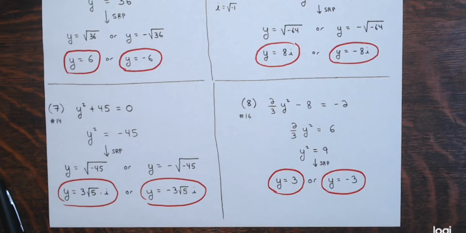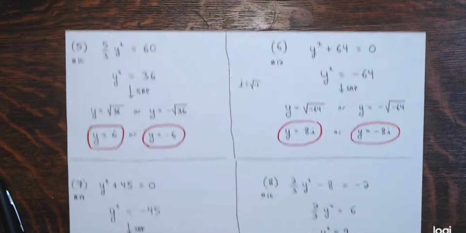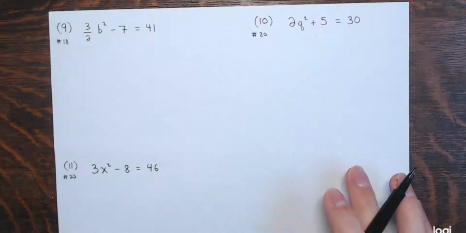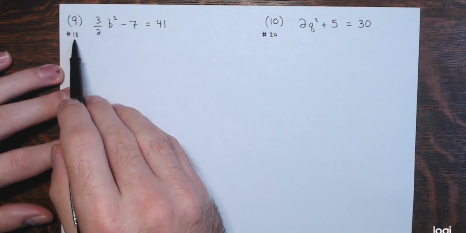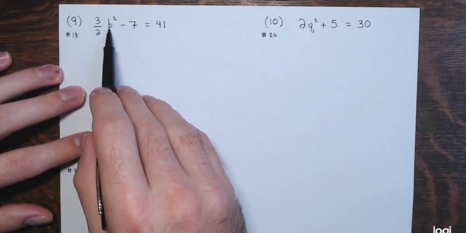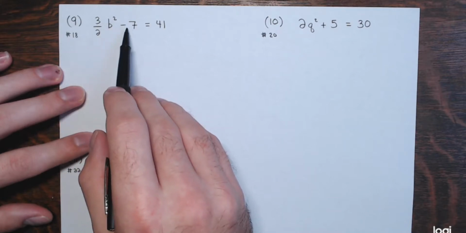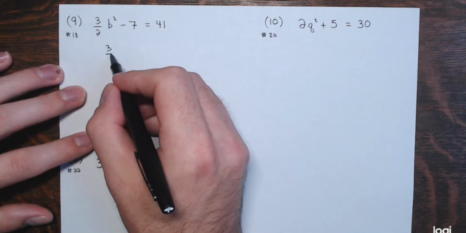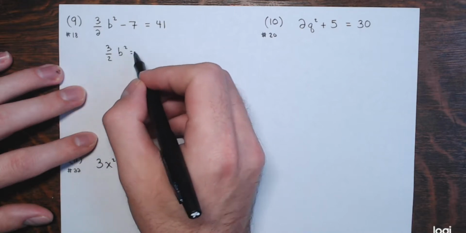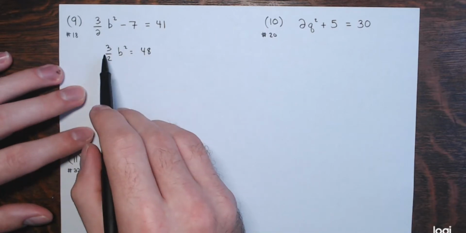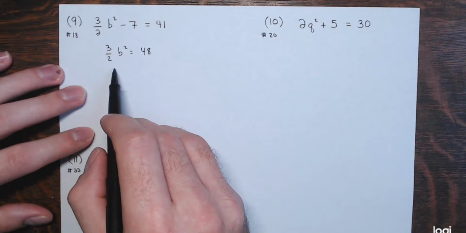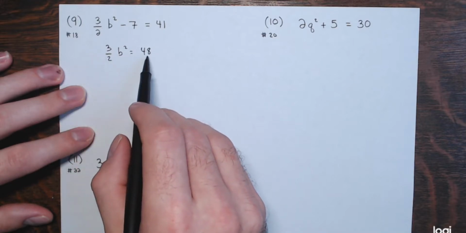Great. Alright, so I got one final page here with 3 more examples where I'm doing the same thing every single time. For number 9, which is exercise 18 from the text, isolate the b squared. So I add 7 first, and we get 3/2 times b squared equals 41 plus 7, which is 48. And then I divide by 3/2 or multiply by 2/3. Now 2/3 times 48 is 32.